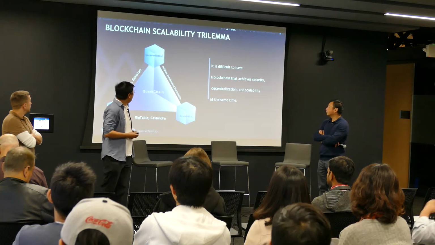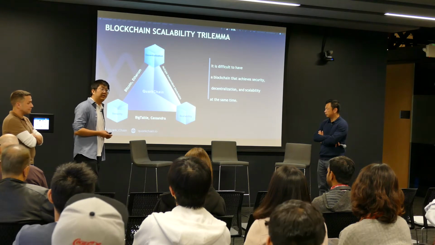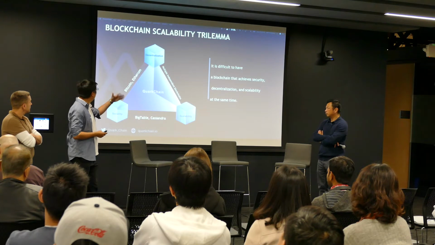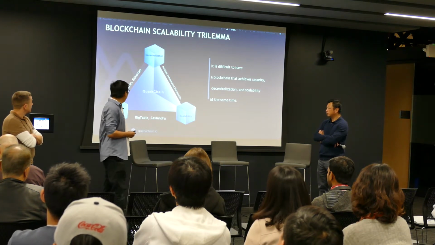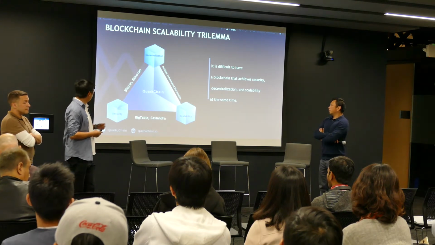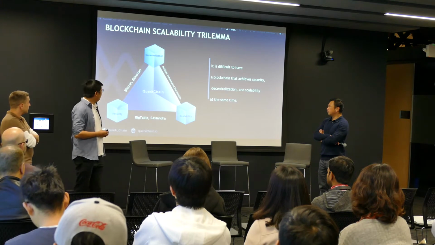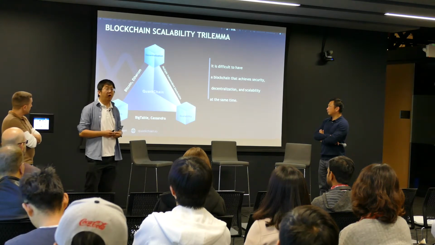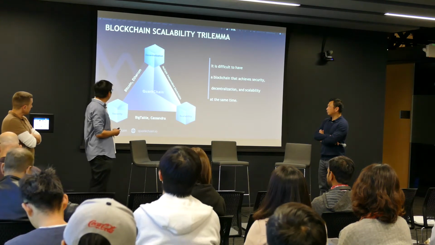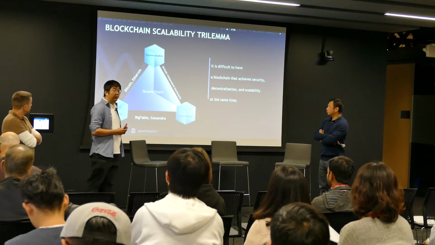So why is it so difficult to increase the scalability of blockchain? This is a problem we call the trilemma, which considers three major properties of blockchain: decentralization, security, and scalability. A lot of people agree it's very hard to achieve all three at the same time. If we ignore one of them, for example scalability, Bitcoin and Ethereum are running pretty well.